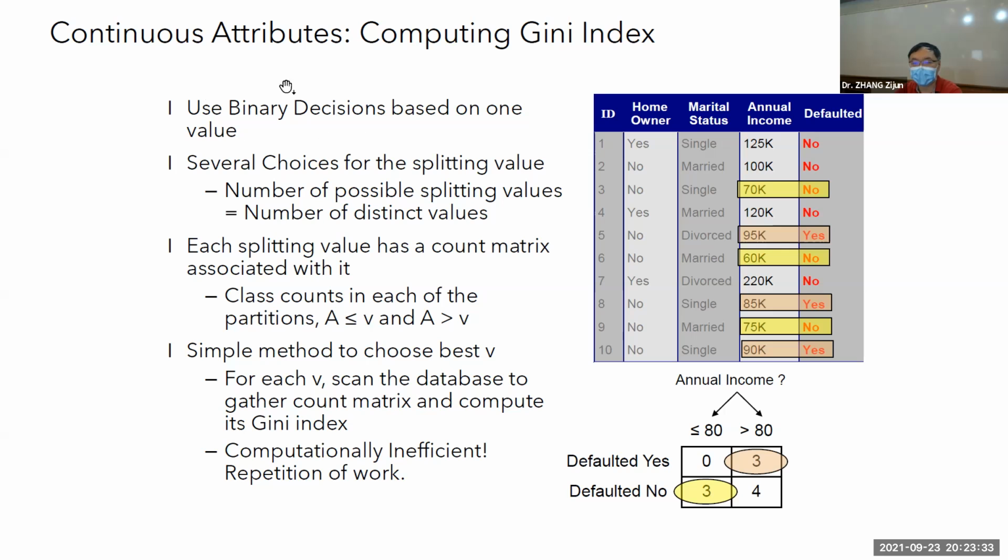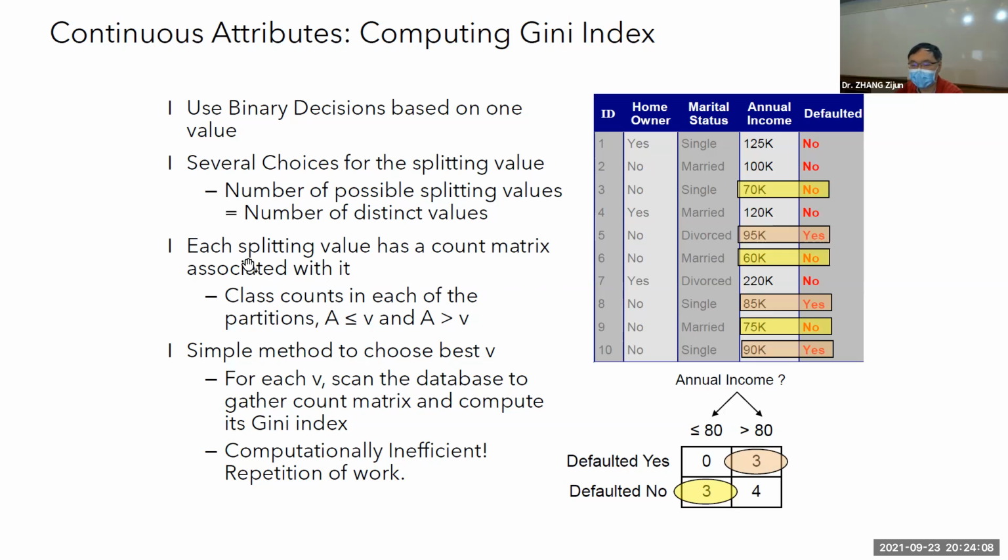First, we need to consider the split strategy for the continuous attributes. Here we use binary decisions based on one value. That means we set V as the cutoff value. So there will be several choices for the splitting value. The number of possible splitting values equals the number of distinct values.